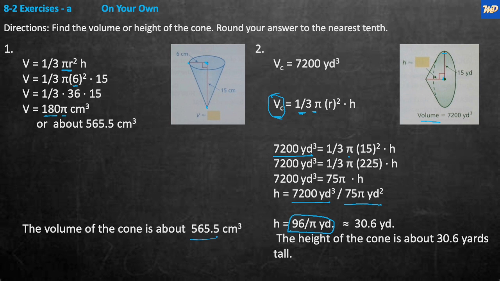The height is in yards. And that's approximately equal to, because you're going to divide now 96 by pi, you're going to get 30.6 yards. So the height of the cone is about 30.6 yards tall.